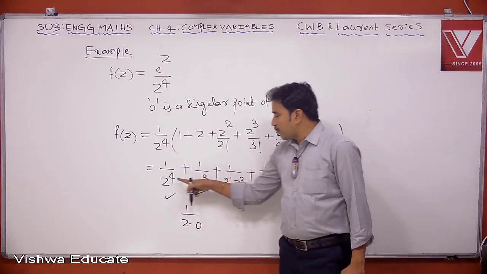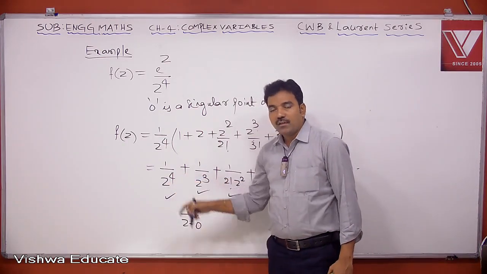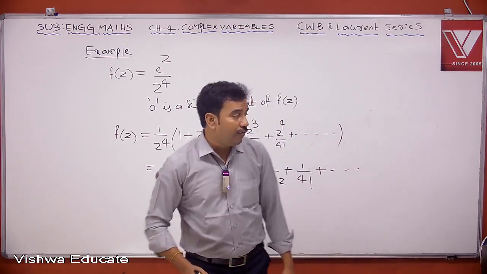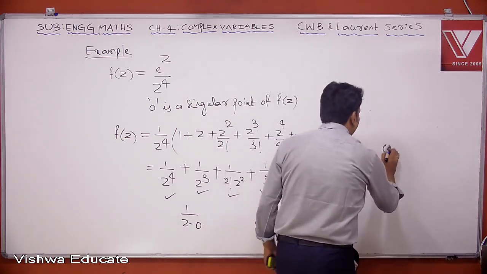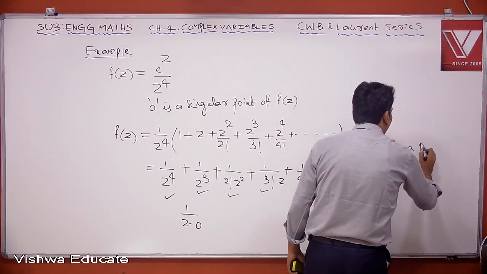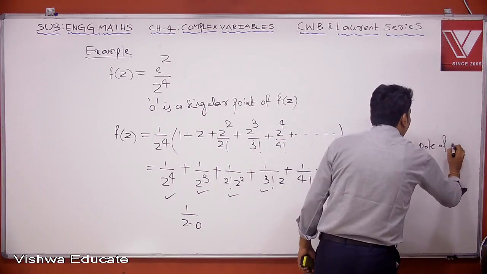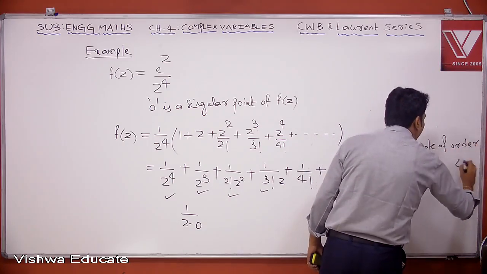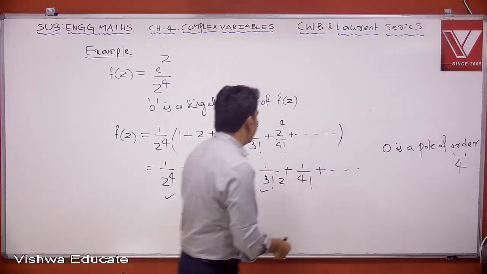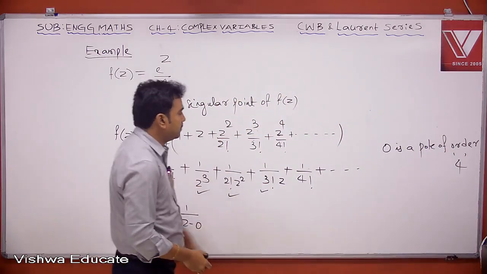But what is the highest power of 1 by (z minus 0)? 4. Therefore, here 0 is a pole of order 4. So, first write all these points.